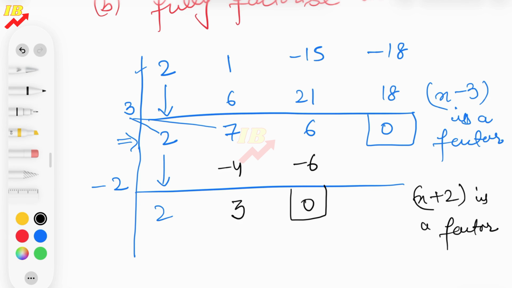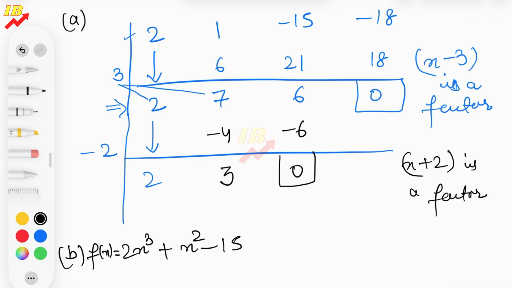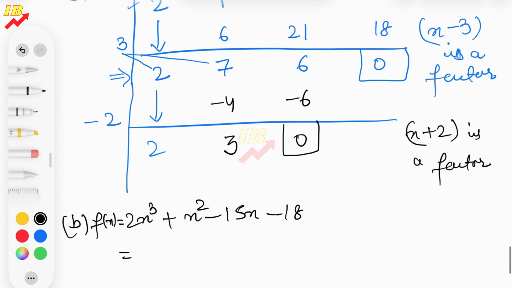Now I'll tell you the final step, how to follow it. So let's just take these numbers in consideration. How will we write it? As I said, both are the factors. So A condition is proven already. For B, you have this 2x. Your f(x) is actually 2x cube plus x square minus 15x minus 18. Now what are your factors? You can see that easily.